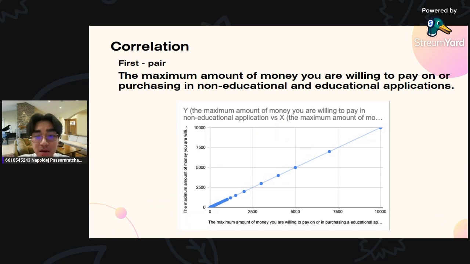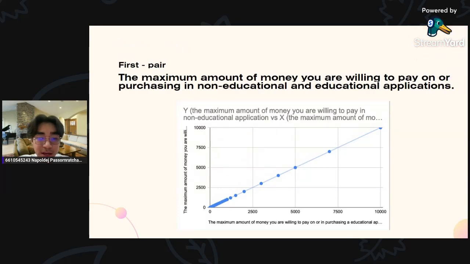This graph shows us the maximum amount of money that people are willing to pay for their non-education and education applications. As you can see on the graph, this is clearly a positive correlation. That suggests that individuals who spend more money on non-education apps are likely to spend more on education apps as well. But the relationship is not extremely strong.